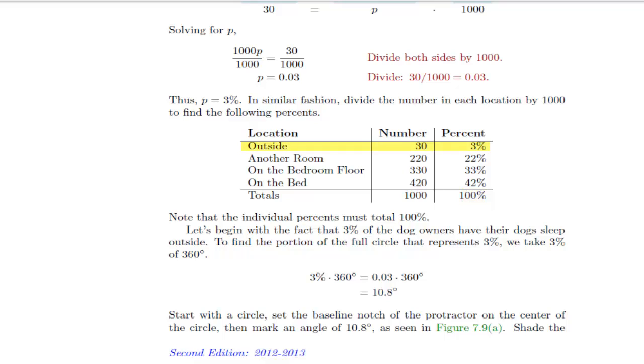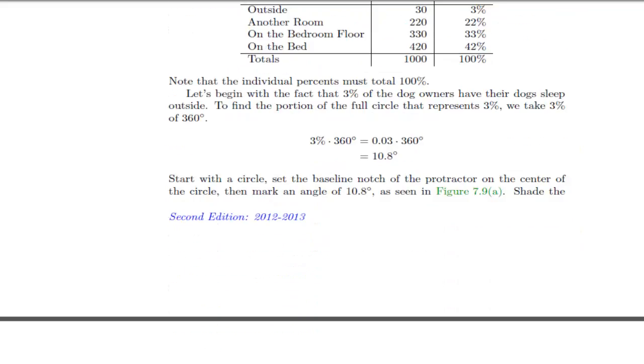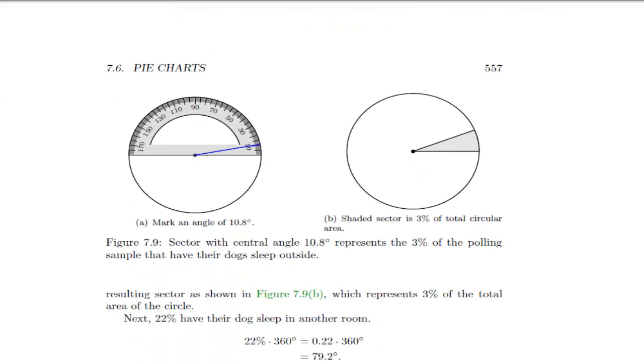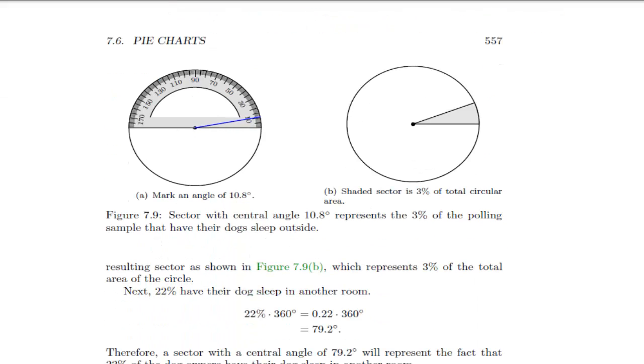Let's begin with the fact that 3% of the dog owners have their dog sleep outside. To find the portion of the full circle that represents 3%, we take 3% of 360 degrees, so 0.03 times 360, which is 10.8. Start with the circle, set the baseline notch of the protractor on the center of the circle, then mark an angle of 10.8 degrees as seen in figure 7.9a. Shade the resulting sector as shown in figure 7.9b, which represents 3% of the total area of the circle.